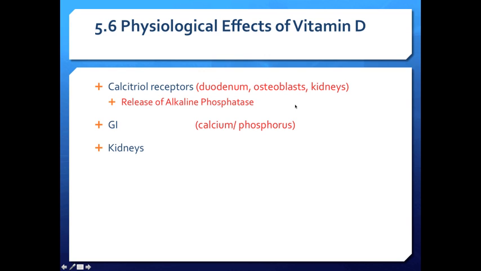Now, we need two ingredients for bone, as we said before, and the ingredients that we have mentioned are calcium and phosphate. So in the GI tract, vitamin D is going to facilitate both the reabsorption of calcium and phosphorus, and the same thing in the kidneys: it's going to facilitate the reabsorption of both calcium and phosphate.